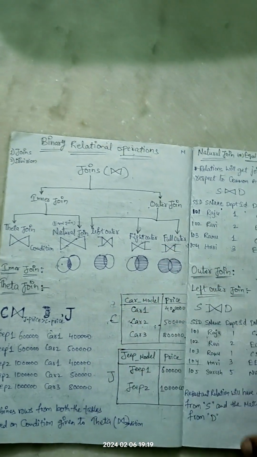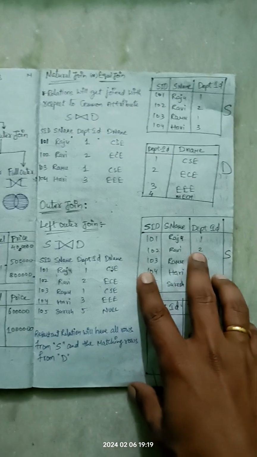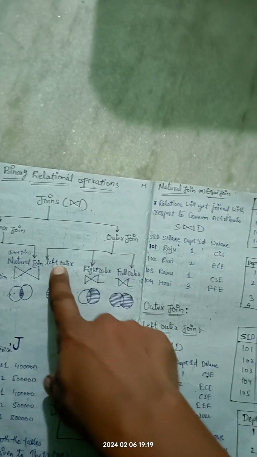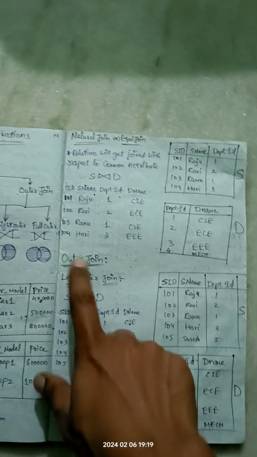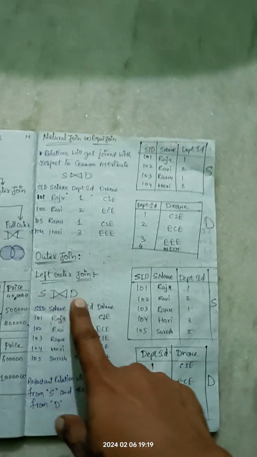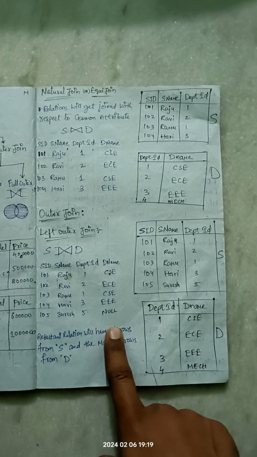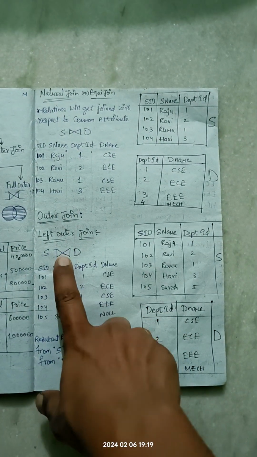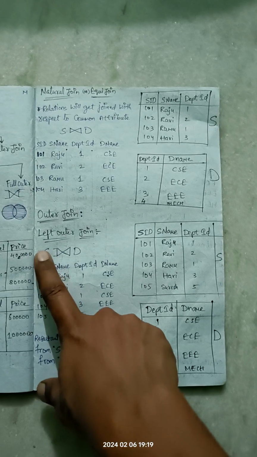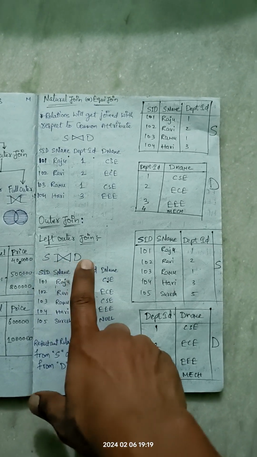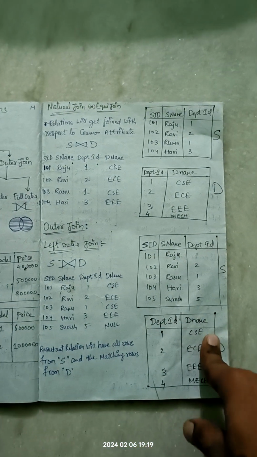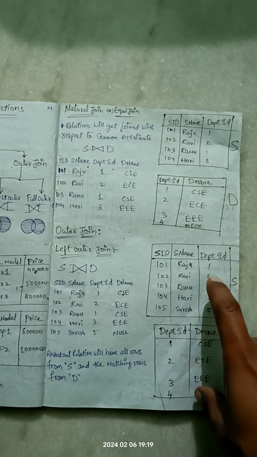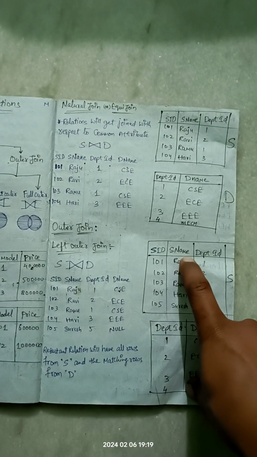Coming to the outer join, we'll first cover left outer join. Left outer join is denoted like this. This is the S table, this is the D table. We'll take these two tables, S and D, and perform a left outer join operation on them.